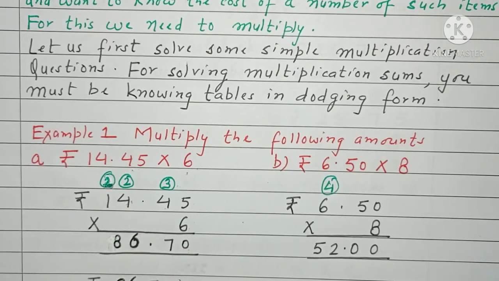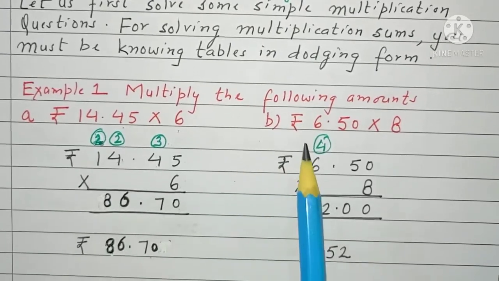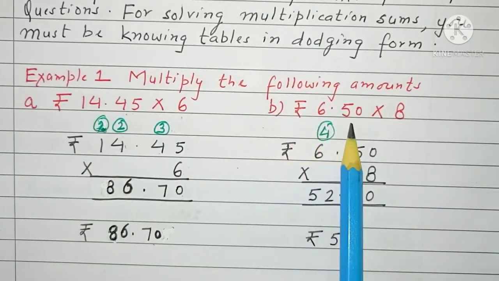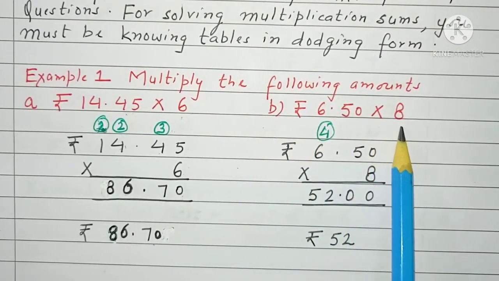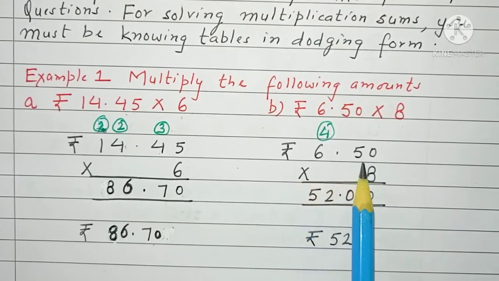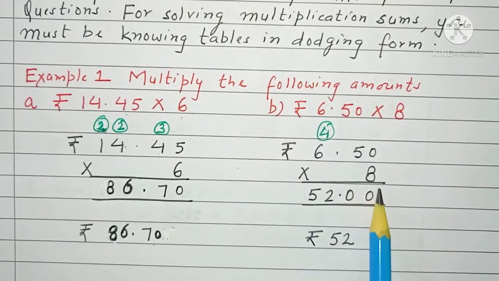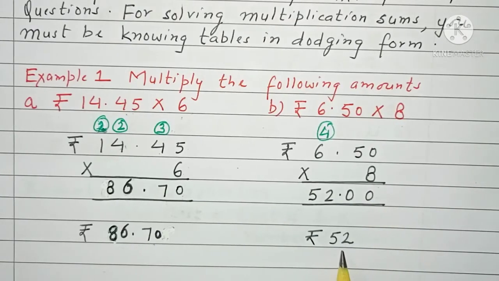Now, coming on to the B part, which is rupees 6.50 multiplied by 8. And when rupees 6.50 is multiplied by 8, the answer comes out to be rupees 52.